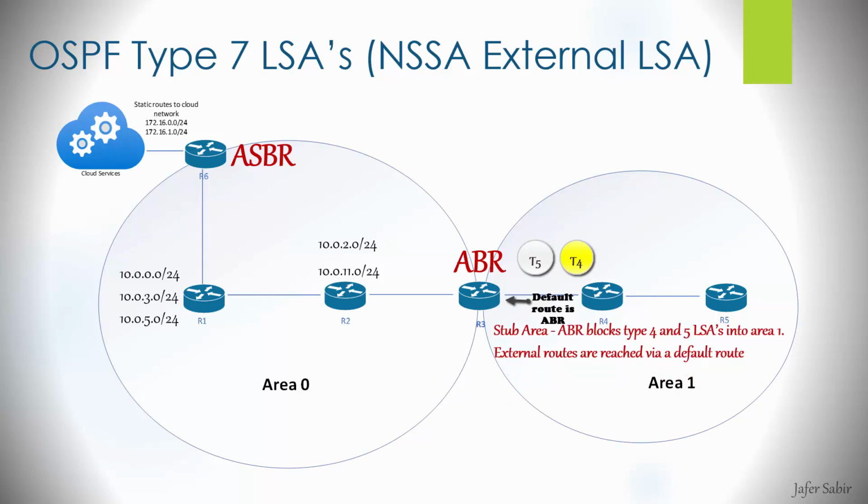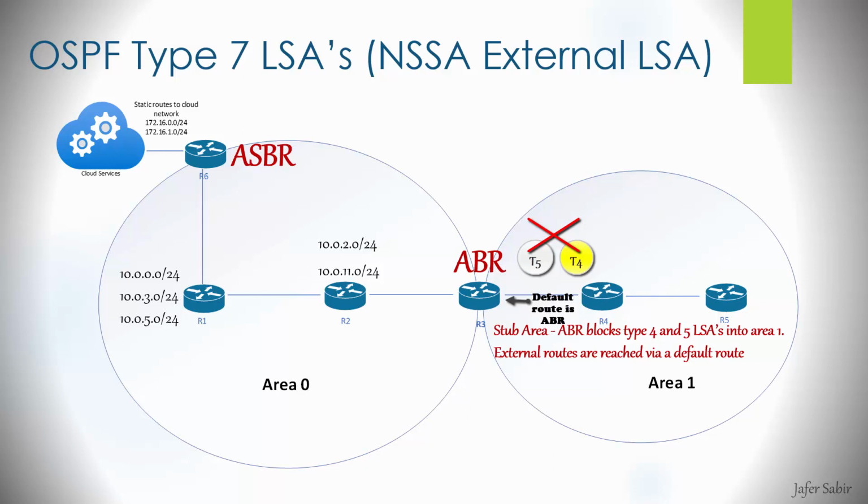And the reason for this is because there is only one exit point via the ABR R3. So what's the point of these Type 5 and Type 4 LSAs to reach the external networks advertised by the ASBR in Area 0? We can just replace them with a default route. Anything for external routes, just send them to the ABR since there is only one exit point anyway. So it works in areas where there is only one exit point.